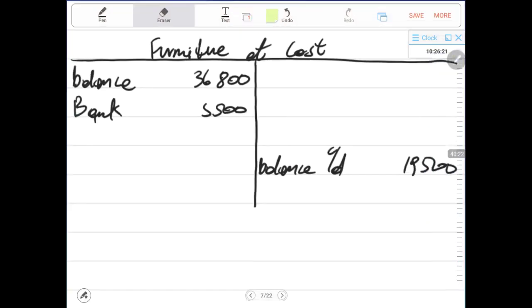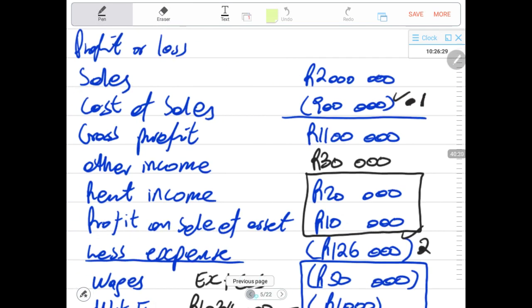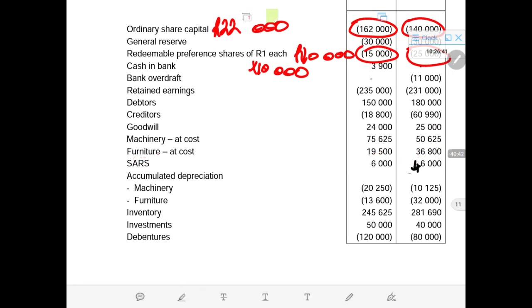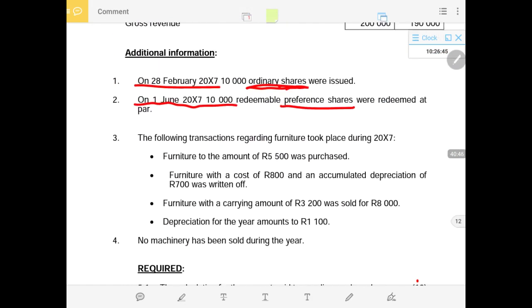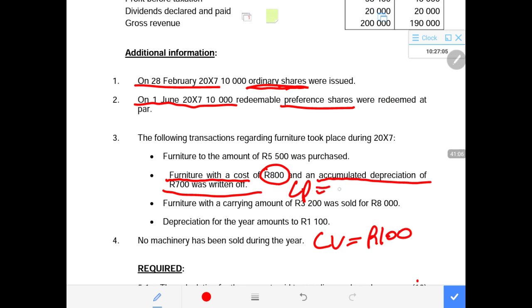Now remember the furniture that was bought for 5.5 has been accounted for on the cash flow, and we have recorded 5,500 under our investing activity as an outflow of money, which is the purchase of the furniture for cash, 5,500 rands. Then let us go to the second transaction regarding furniture. They say furniture with the cost price of 800 rands and an accumulated depreciation of 700 was written off. That means the carrying value of this furniture must have been 100 rand. Why am I saying that? Because the cost price of the furniture is 800 minus the accumulated depreciation of 700. That means the carrying amount of this furniture is 100 rands.